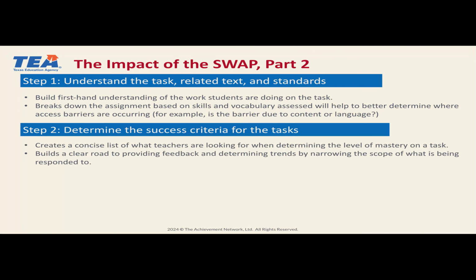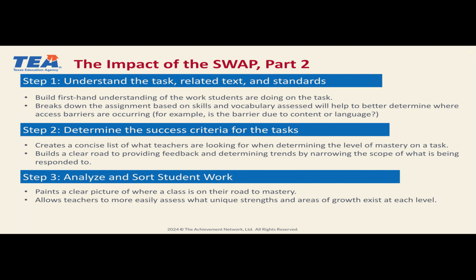Step 2, determine the success criteria for the task. This step creates a concise list of what teachers are looking for when determining the level of mastery on a task. Doing this builds a clear road to providing feedback and determining trends by narrowing the scope of what is being responded to.